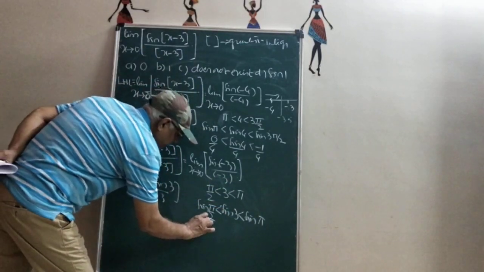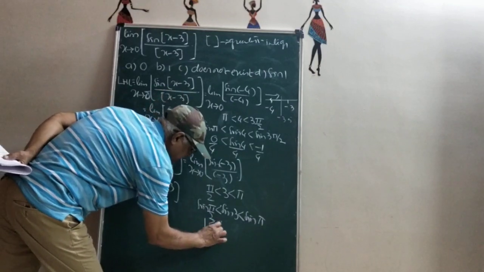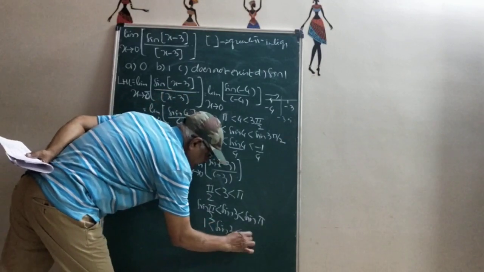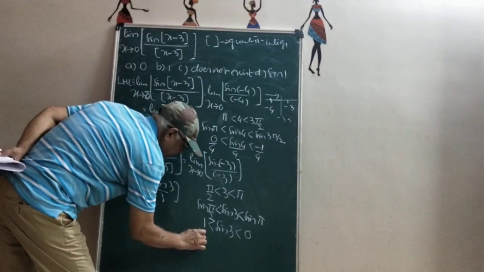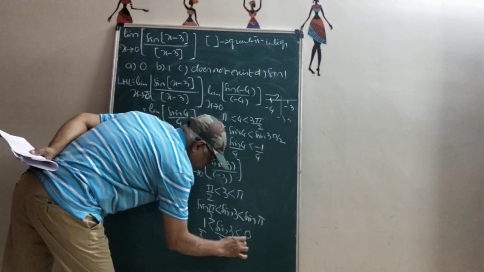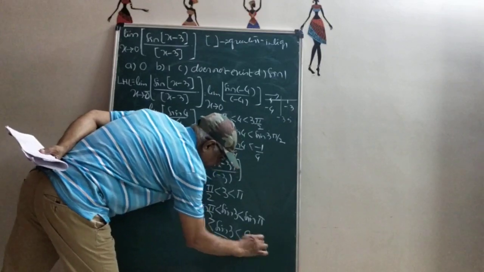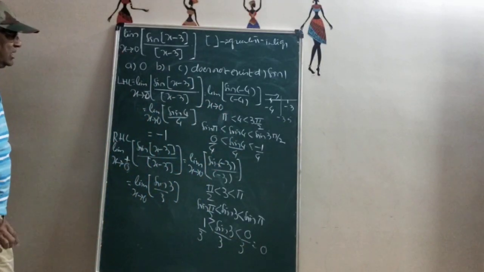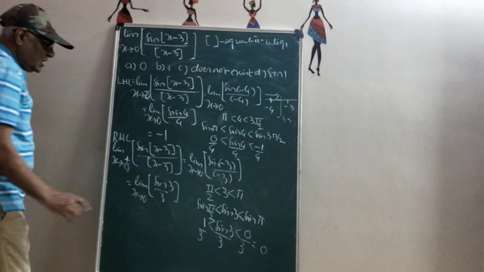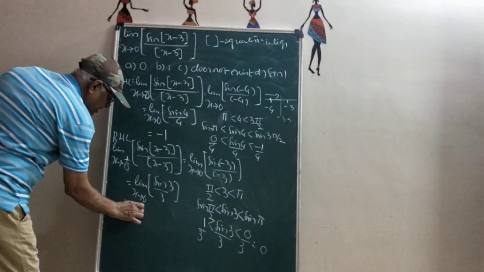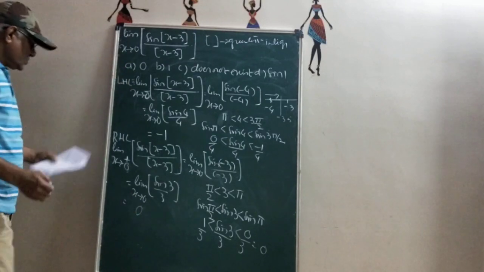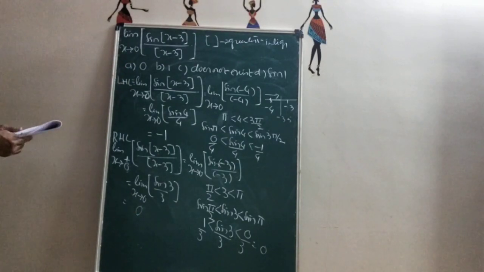What is sine pi by 2 value? 1 is less than sine 3 is less than sine pi, 0. And upon 3 is there. That is 1 upon 3 is less than sine 3 upon 3 is less than 0. That's equal to 0. So what is the integer less than, that is less than 0. So that means sine 3 upon 3 is equal to how much here? 0. So the right hand limit of this function is 0.